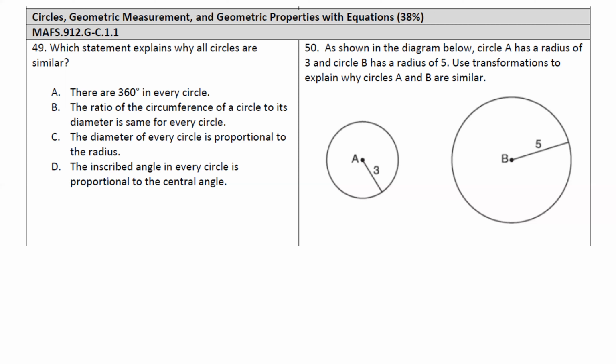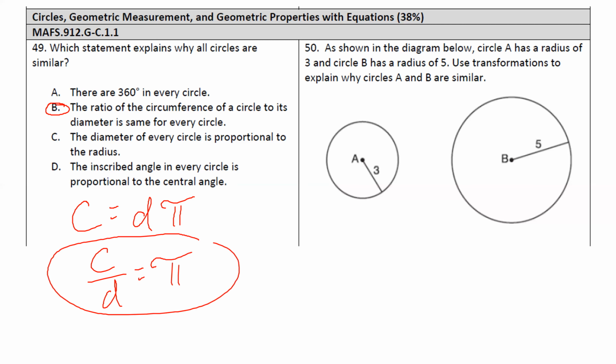It is B. B, that's basically the definition of pi. All right. Remember our circumference formula is diameter times pi. If we're to solve for pi, that's circumference divided by diameter is pi. That's what pi is. Pi is the circumference divided by the diameter.